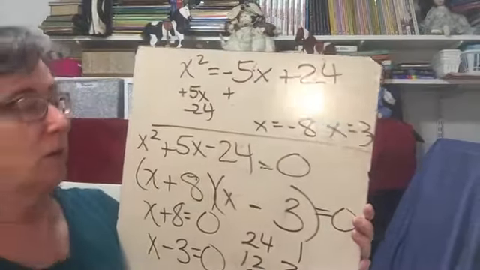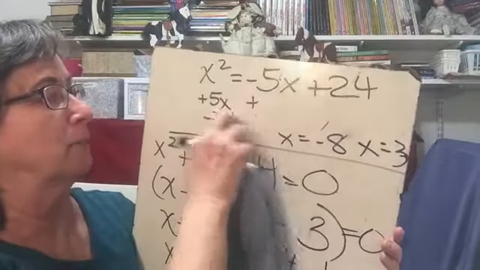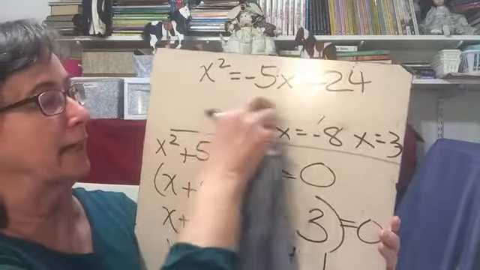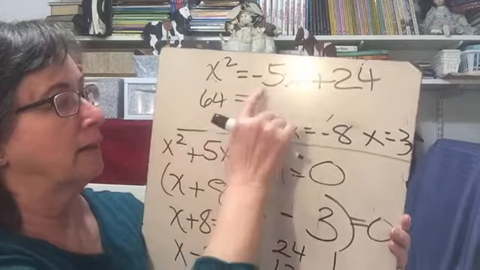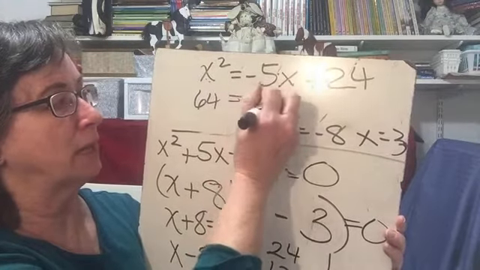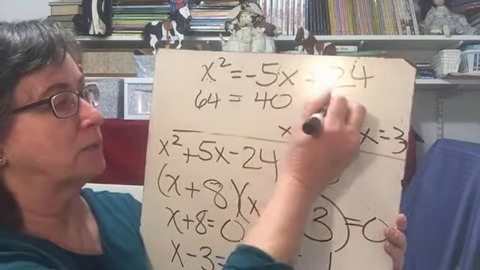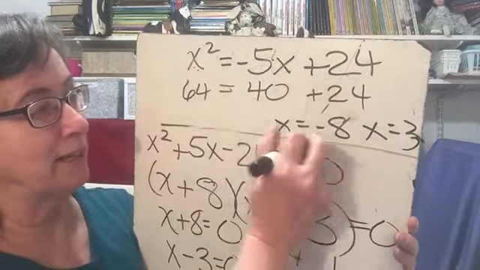Okay, so let's check it by plugging in first a -8 and see if we get a true equation. -8 times -8 is 64. -5 times -8 is 40 plus 24. Well, that's certainly true, isn't it? Okay, so this one is true.